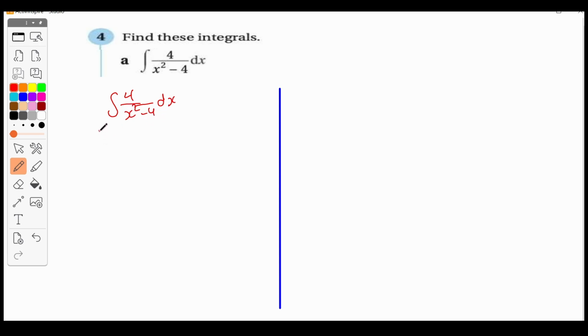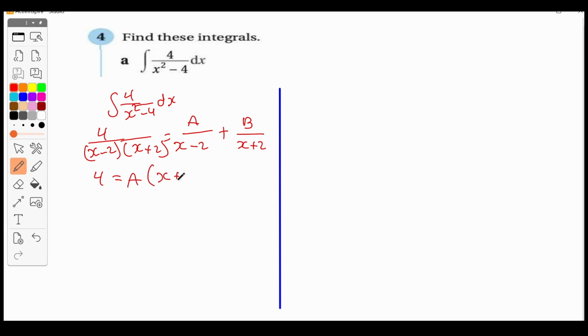So this one could be written as 4 over x minus 2, where 2 is the square root of 4, times x plus 2, which is equal to a over x minus 2 plus b over x plus 2. Now we need to find the values of a and b, so we say 4 equals, do cross here, a times x plus 2 plus b times x minus 2.